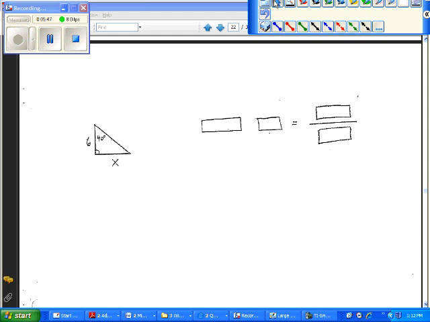You would be given a right triangle. It's not a 30, 60, 90, so you can't use 30, 60, 90 rules. It's not 45, 45, 90. So if we're going to solve for x, we have to use sine, cosine, or tangent.